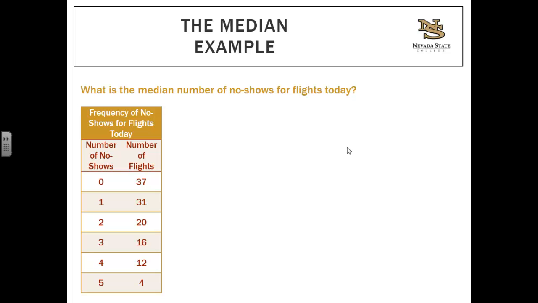So you can also use the median index to find the median within a frequency distribution table. So let's go ahead and figure this out. First thing we need to know is what our N is, because i is equal to N divided by 2. So you add up the total number of flights: 37 plus 31 plus 20 plus 16 plus 12 plus 4. And we can see that we had 120 total flights. So that is our population size.